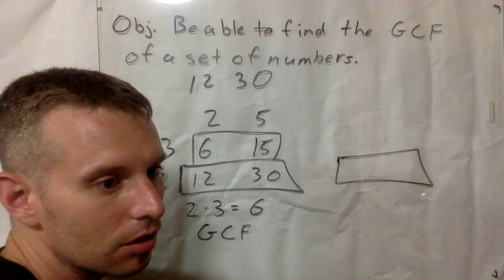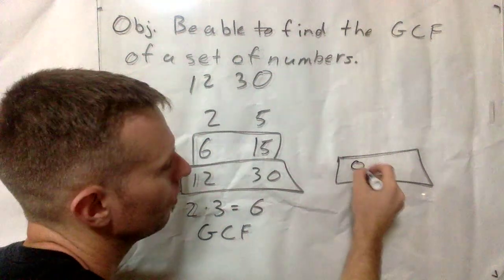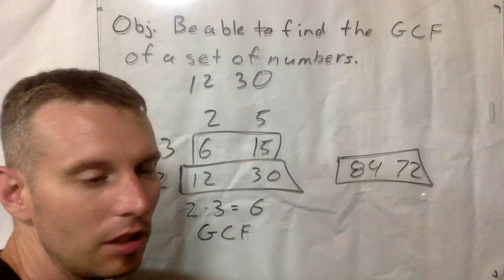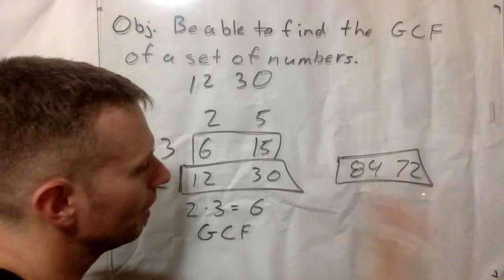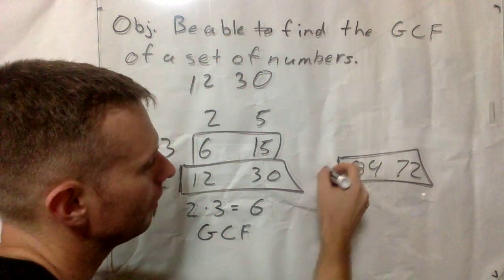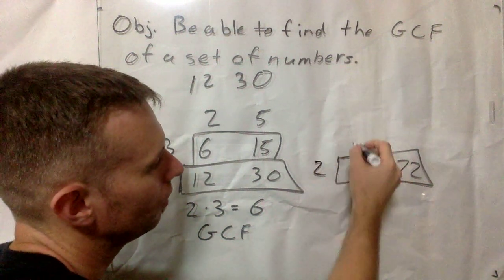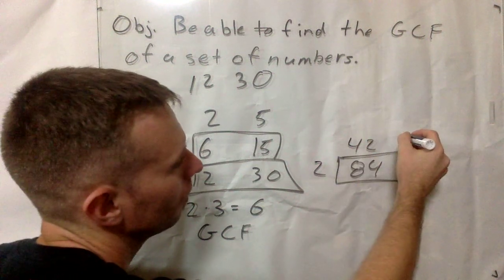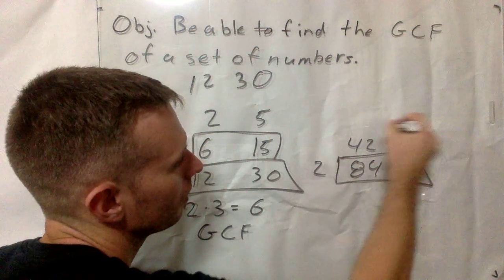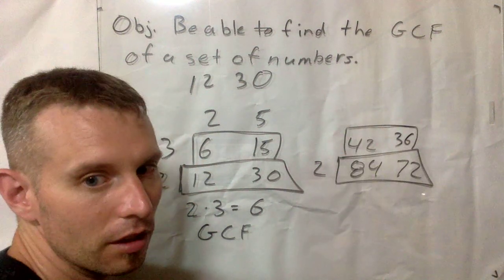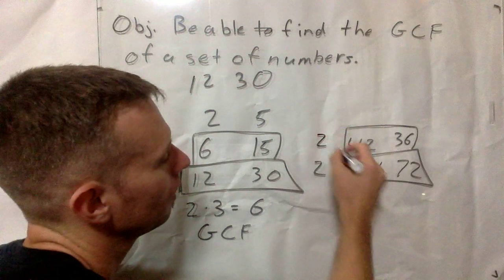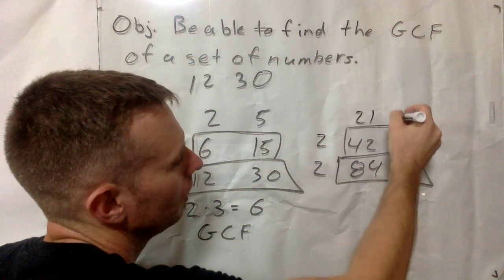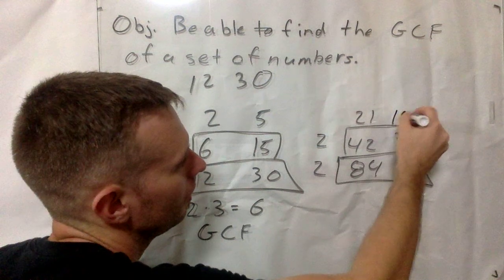Okay, let's do one more, two numbers. 84 and 72. Okay, what can I factor out of both 84 and 72? Well, I can factor out a 2. That will give me 42 up here, and that will give me 36 over there. And then I can factor out another 2, and that will give me 21. And 2 out of 36 is 18.